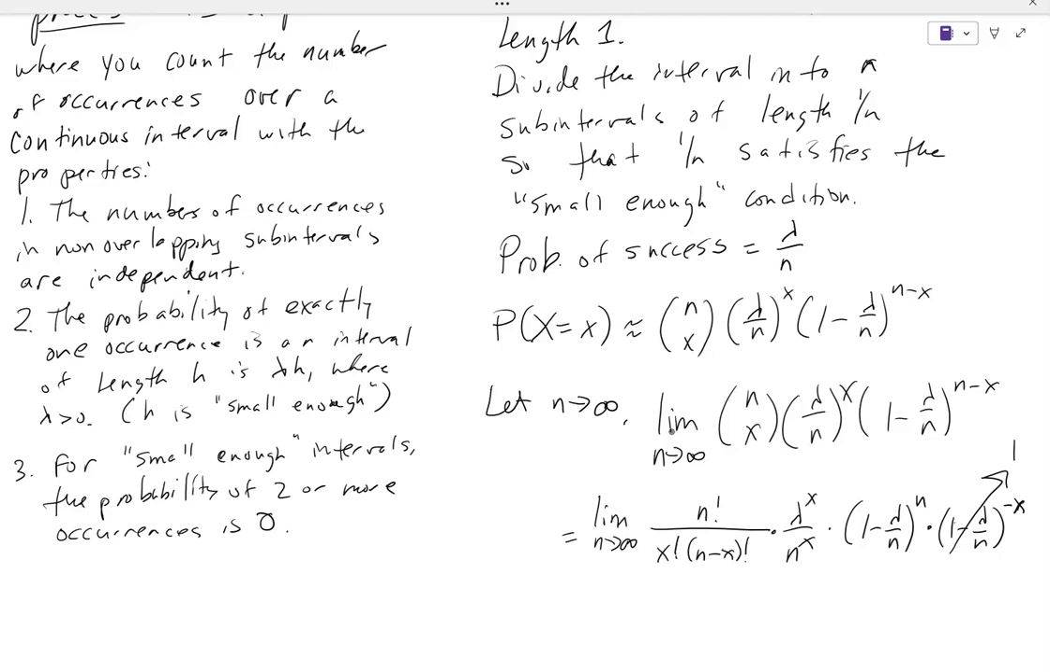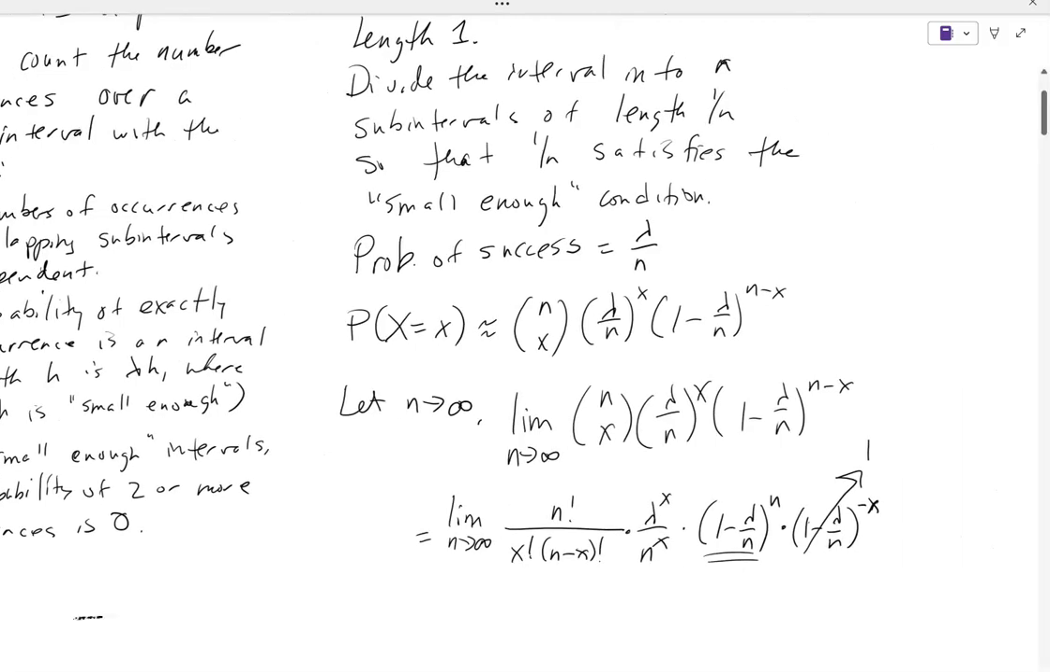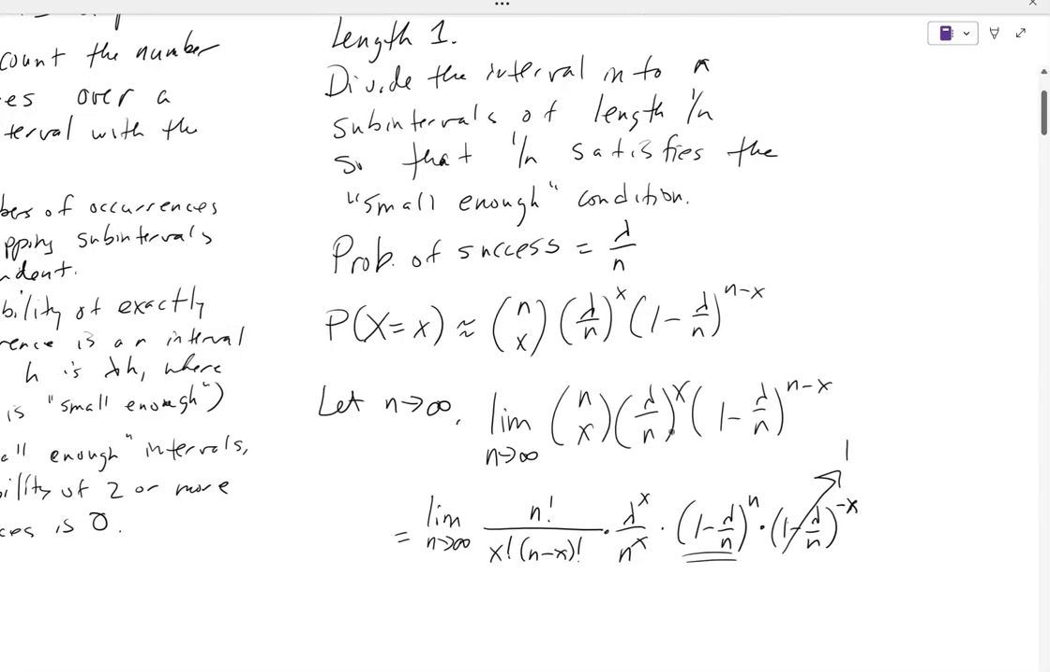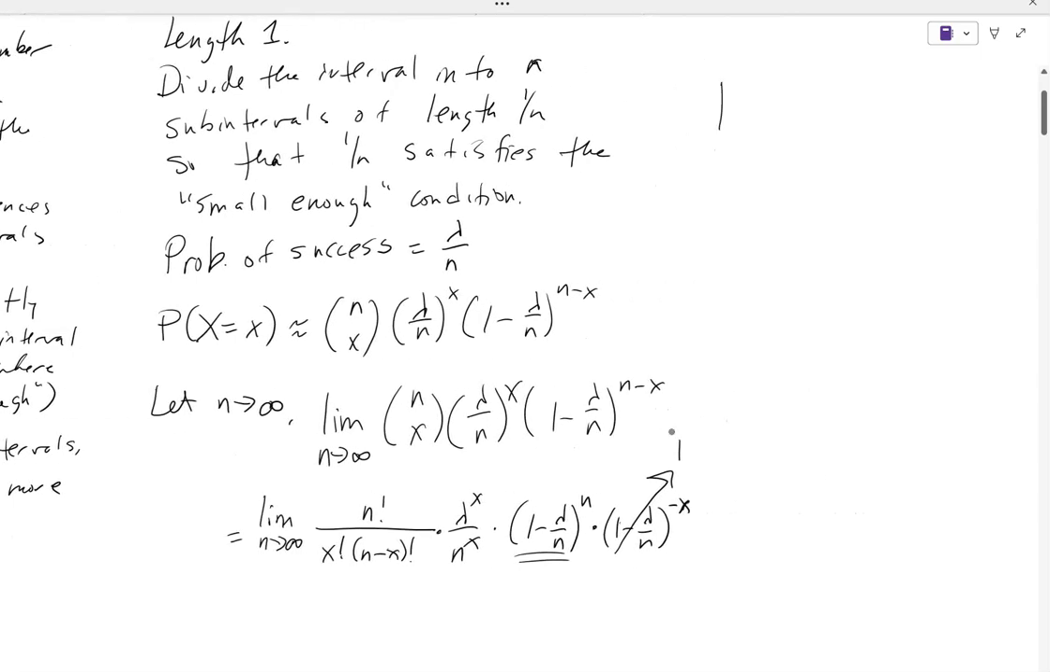Okay? There's part of my limit, so I'm just going to ignore it. I know it goes to 1. I don't need that. Okay? This also has something that perhaps you recognize from calc, but let me write it in a different way. You should have talked about this in a calc class.